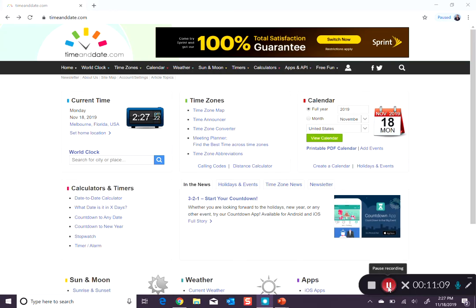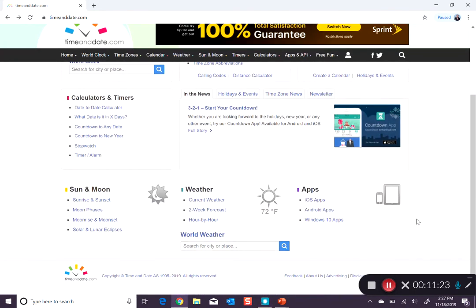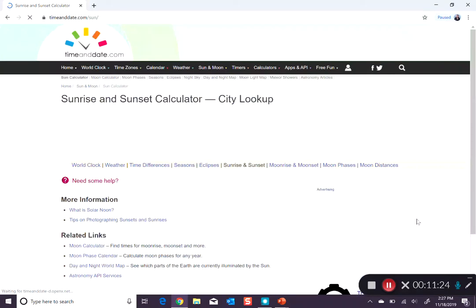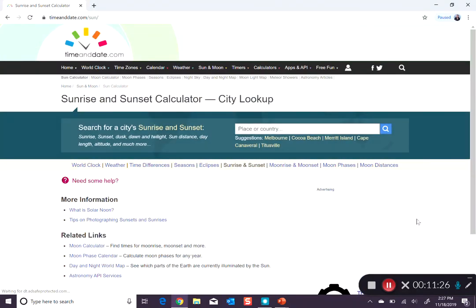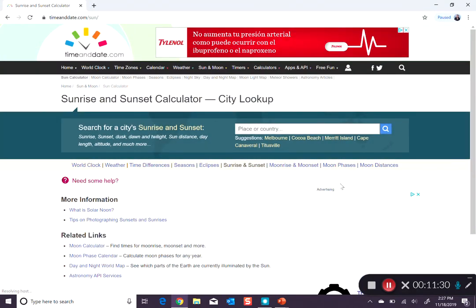Okay, so here's the time and date website, and it's actually one of my favorites. I can always check the time wherever I am in the world, and it, of course, gives you the world clock and so forth. So what we want to look at is a little bit further down here. Scroll down to sunrise and sunset. So one of the questions that I've asked you to do is to find out what time did the sun rise on the day that you were born.